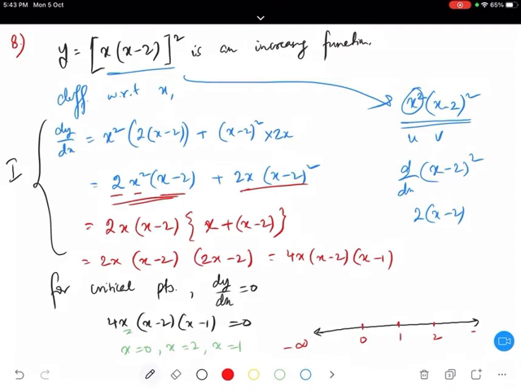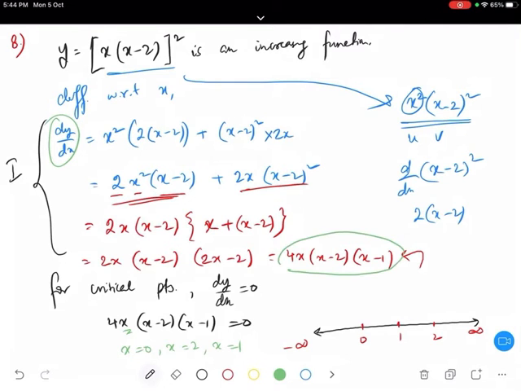This number line has been divided into how many parts? 1, 2, 3, 4. So these critical points divide the number line into 4 parts, right? So first thing, I will take a value more than 2. Let us take 3. After taking 3, put 3 in here and tell me, will it be positive or negative? The slope will be positive or negative?